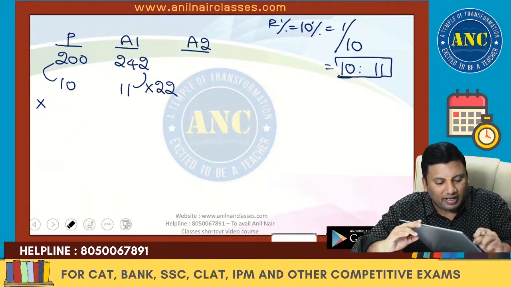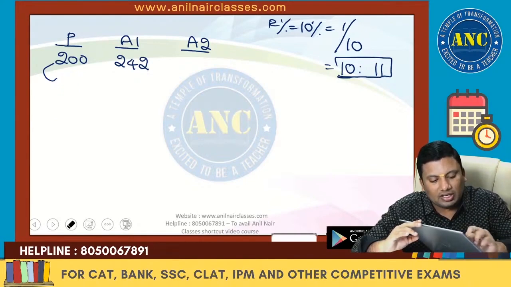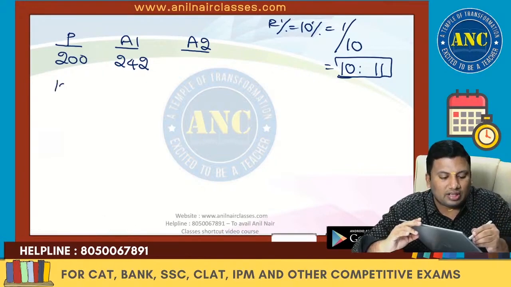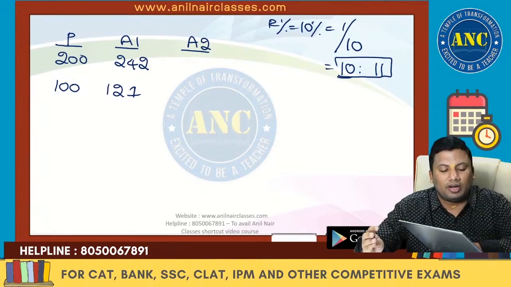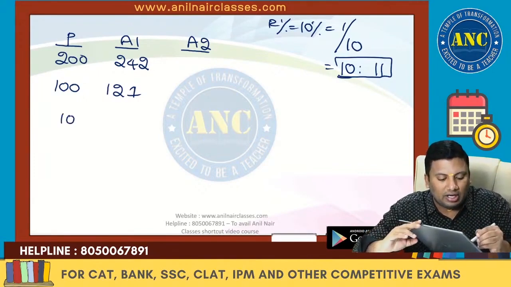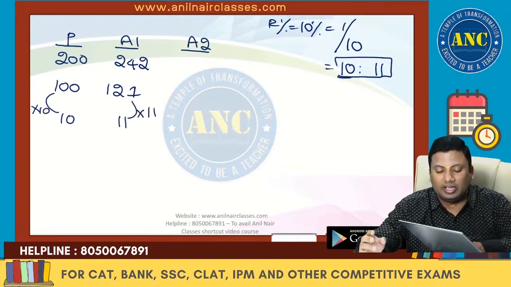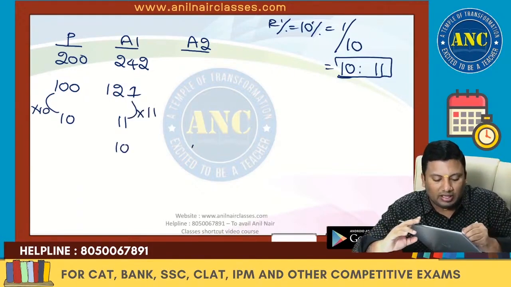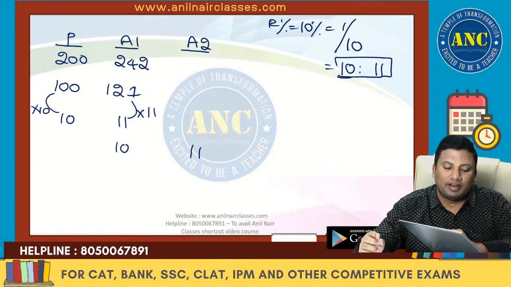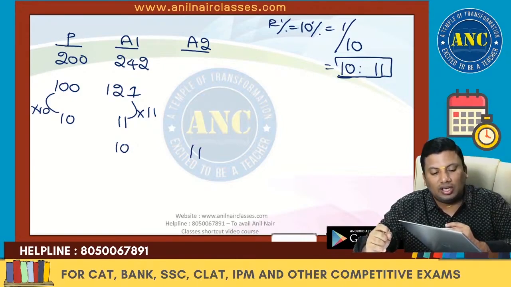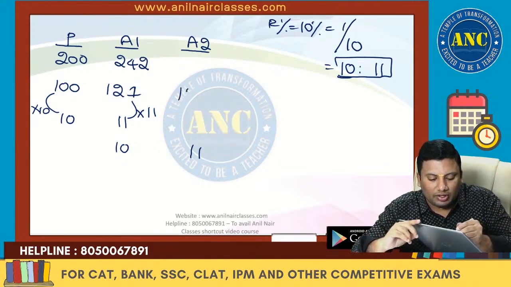I will simplify it further so that you will understand it clearly. 200 and 242 are nothing but 100 and 121. This should be in the ratio 10 is to 11. So these are 10 10s and it is 11 11s. I hope it is clear. This should also be in the form of 10 is to 11. So these are nothing but 100 and 121.